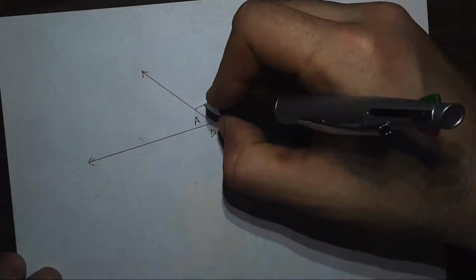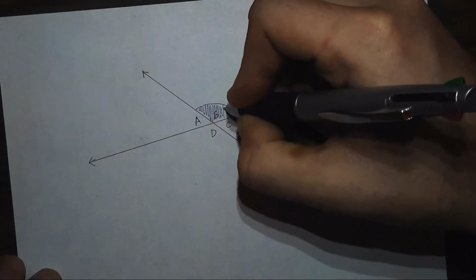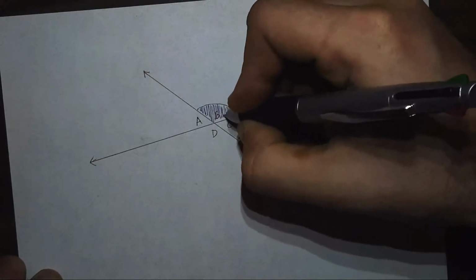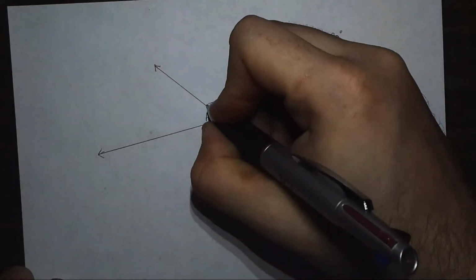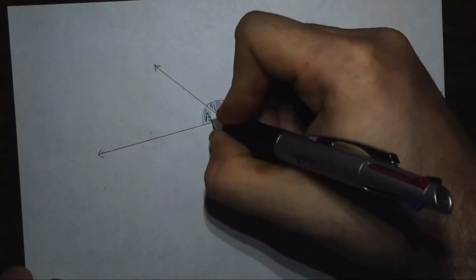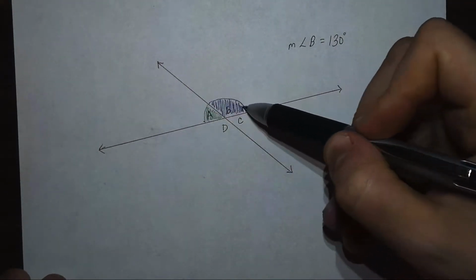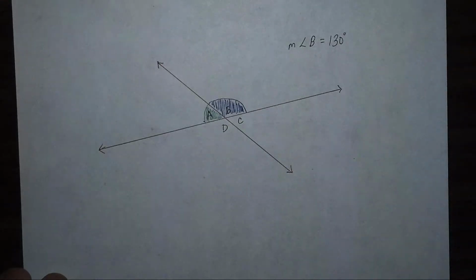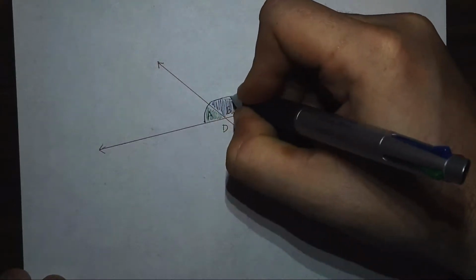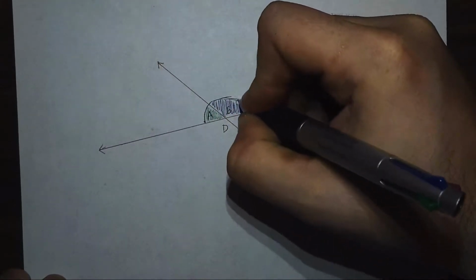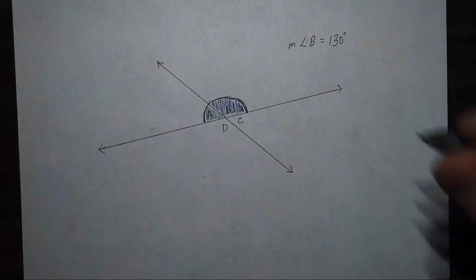Angle B, which I'm going to shade blue right here, can be combined with angle A, which I'm going to shade green, to form a straight line. And if you look at this entire arc all the way around here, and I'll trace that to make it a little bit easier to see, this entire arc formed by angle A and angle B combines to be a straight angle, and a straight angle measures 180 degrees.